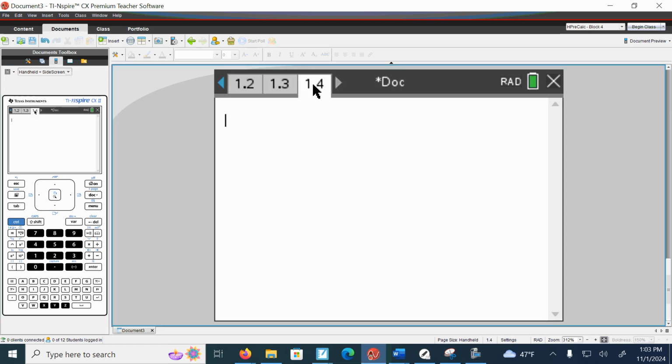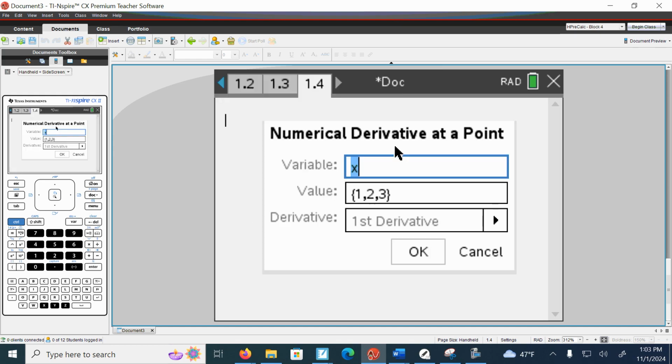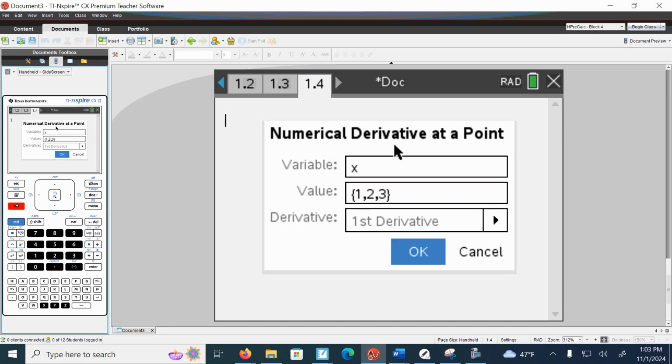That's a calculating page. You hit menu, calculus, and then you're going to find the numerical derivative at a point. You can only find the derivative at a point. You cannot find it at anything else. So the variable, I'm just going to put x in instead of t, so I'm going to leave it as x. I am going to go down here and I want to find the derivative at 2. And then I want the first derivative, and I'm going to hit OK.